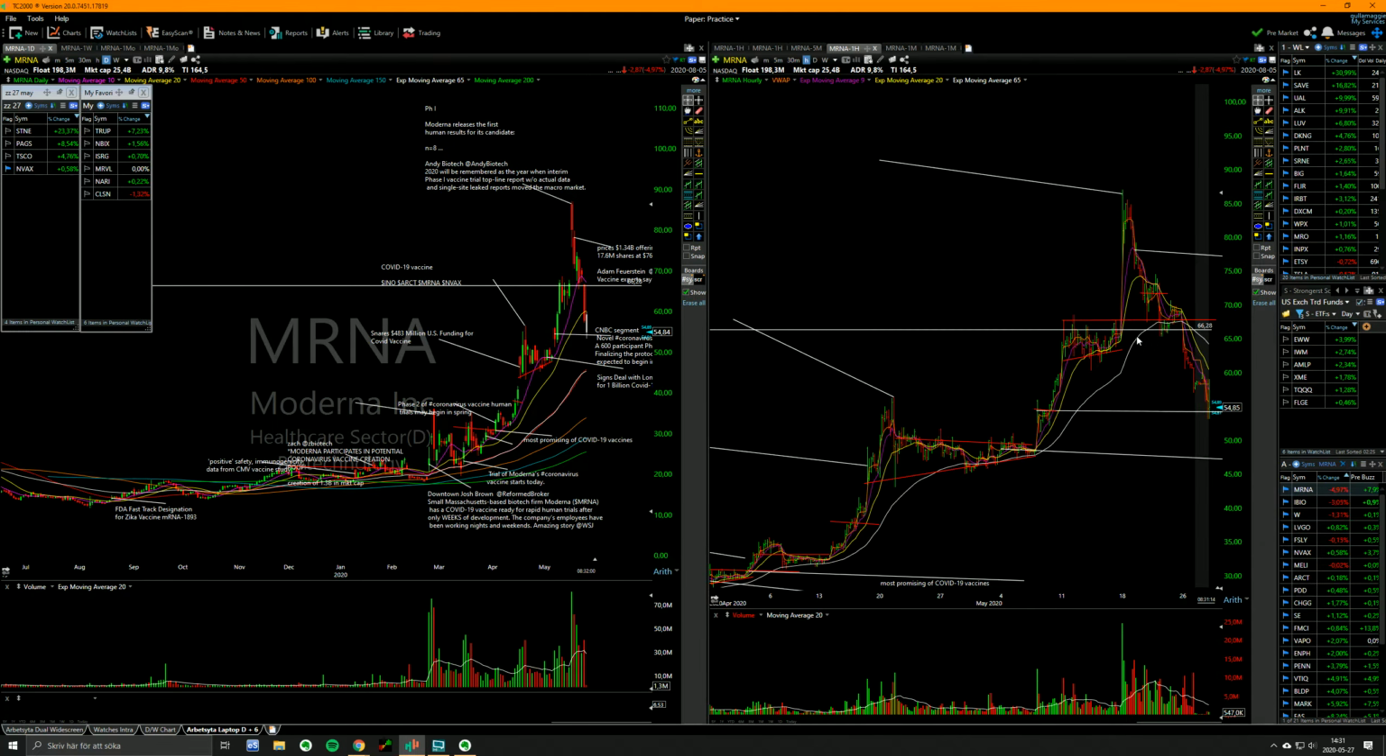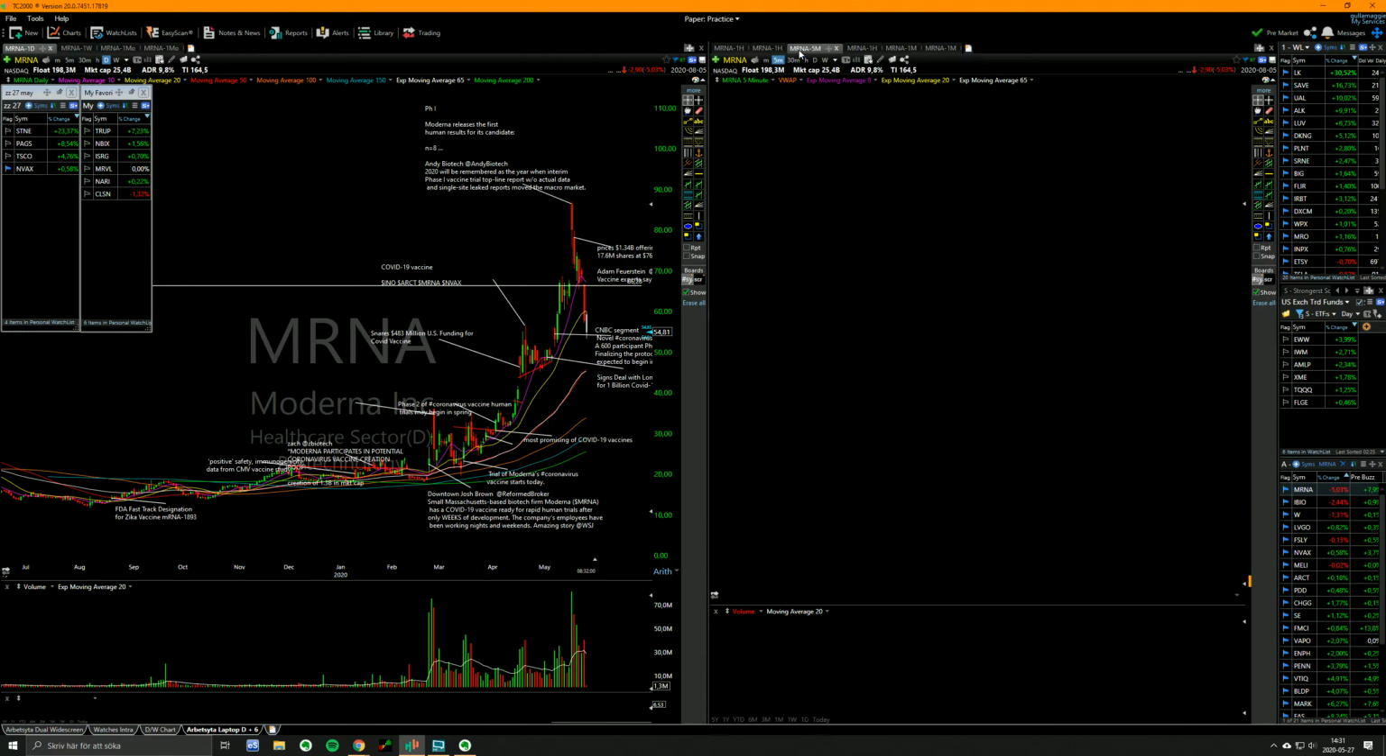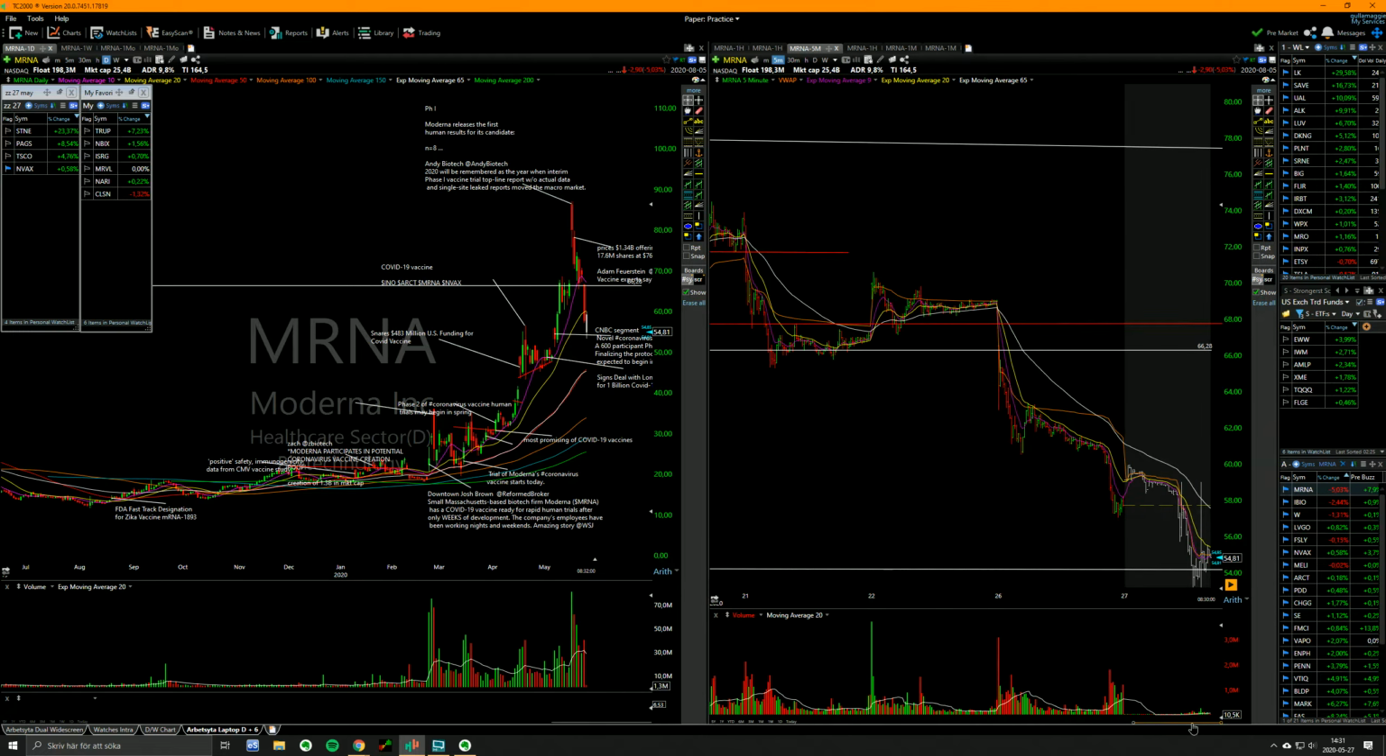mRNA. This one wasn't an opening range lows play. It was still a range break. I also talk a lot about long, tight ranges. So mRNA was another candidate.